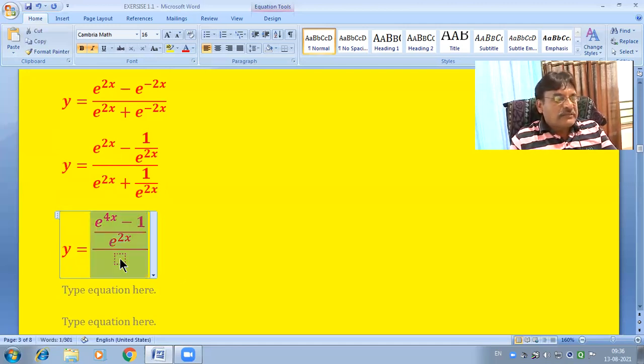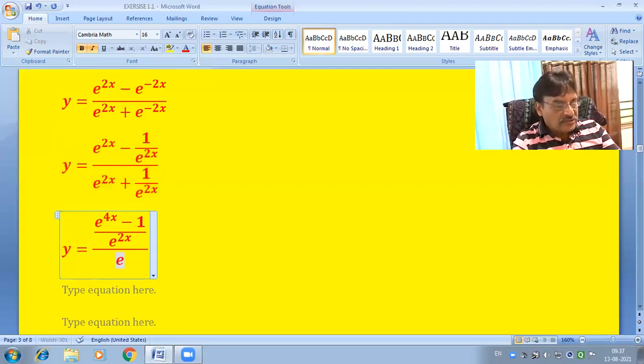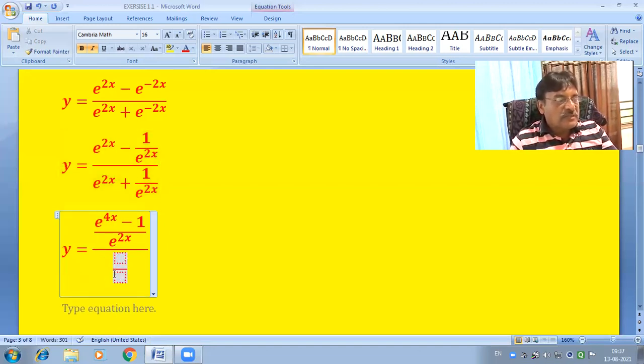Similarly, in the denominator, we add these two terms, that is e to the power 2x plus 1 upon e to the power 2x. So e to the power 2x into e to the power 2x, again e to the power 2x whole square. By using the indices rule, a to the power m whole to the power n equals a to the power m into n, e to the power 2x into 2 gives e to the power 4x. So we write here e to the power 4x.